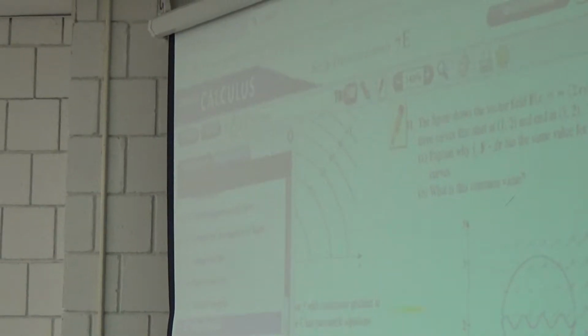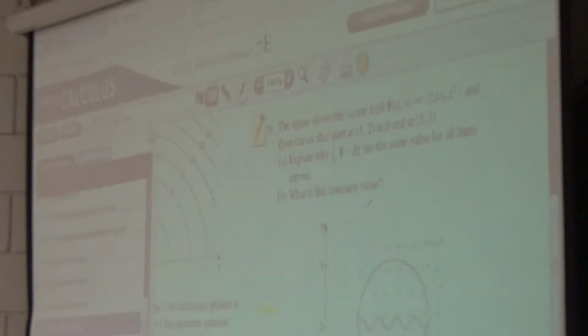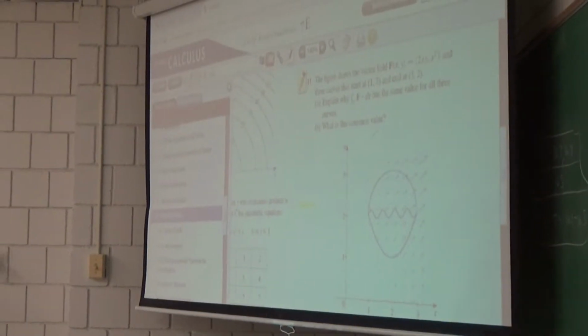Let's see if it's coming in. Yay! The problem, everyone, is number 11. Zoom a little bit. Number 11. This is number 11. Not from our practice problems. This is textbook. The textbook every once in a while has a pretty cool problem. I'm going to see number 11. I can enlarge that more if you want.